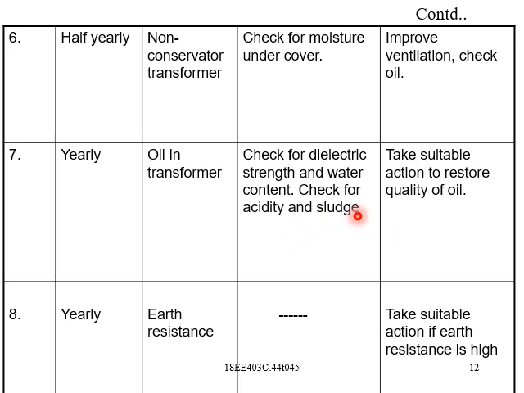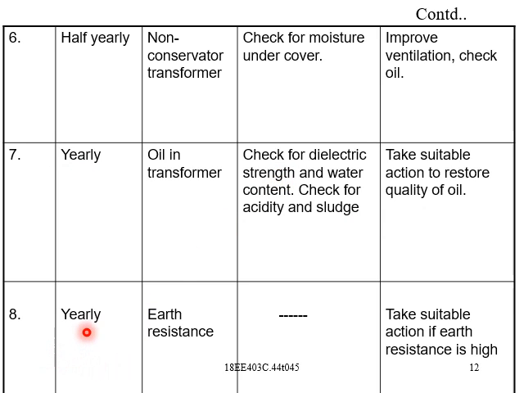Like if any sludge is found, just remove the sludge and fill up the oil to the proper level, and check for acidity and restore it. Check for dielectric strength, whether the oil has good insulating and cooling properties or not, and check the water content, because water impurity in the oil increases conductivity. So this should be done yearly.